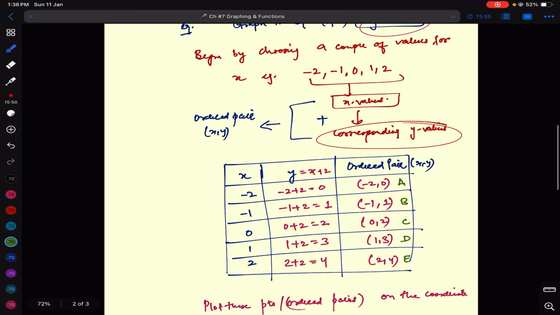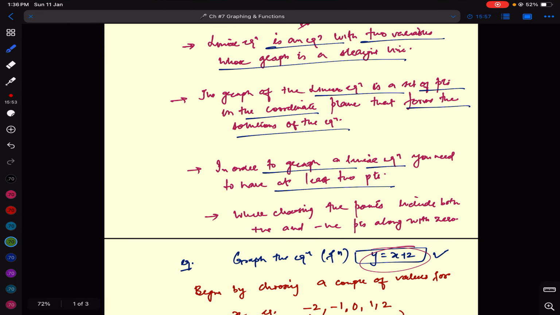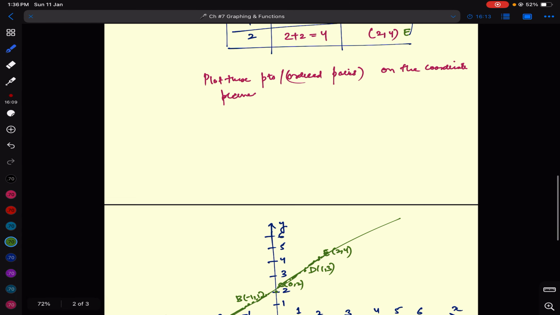Now if you remember, I said that in order to graph a linear equation, you need a minimum of 2 points. Now here you must be wondering that we have 5 points. So how come we can figure out the graph using 2 points? So I'll show you that now.